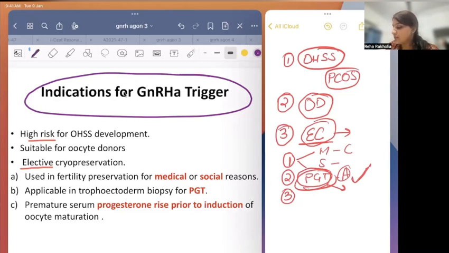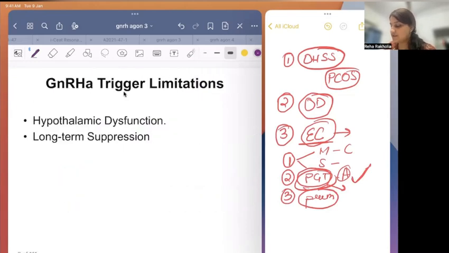Then if there is a premature progesterone rise, we know that the pregnancy rate decreases. So we'll use GnRH agonist triggering in that also, because we'll freeze the oocyte.